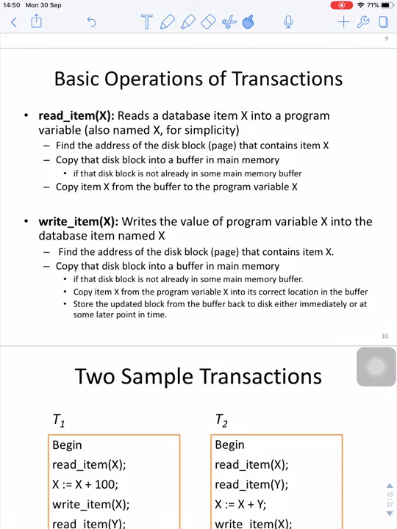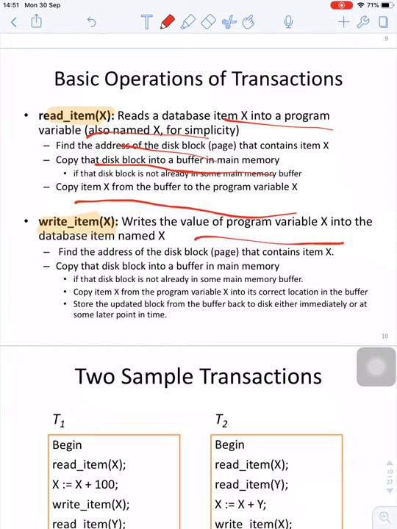So the first thing, the basic operations of the transaction: there are actually two basic operations. The first one is called read, the second one is called write. Read item X finds the address of the disk block that contains item X, copies it to the buffer, and copies item X from the buffer to the program variable X. Write item X writes the value of the program variable X into the database item named X, finding the address of the disk block that contains item X and copying it into the main memory buffer if the disk block is not already there.